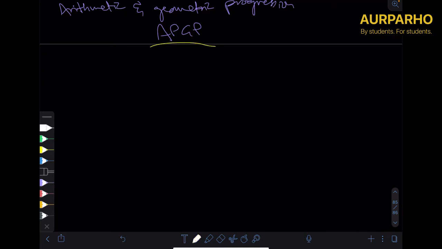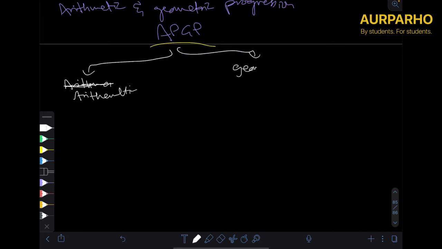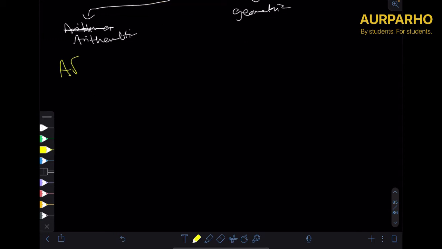APGP. All right. Now, arithmetic and geometric progression as a chapter as a whole, it's a pretty small chapter and pretty straightforward too. Once you do a bit of questions, you will probably be very familiar and comfortable with it. Now, we can break APGP into two subparts: arithmetic progression and geometric progression, right? Let's first look at AP, arithmetic progression.